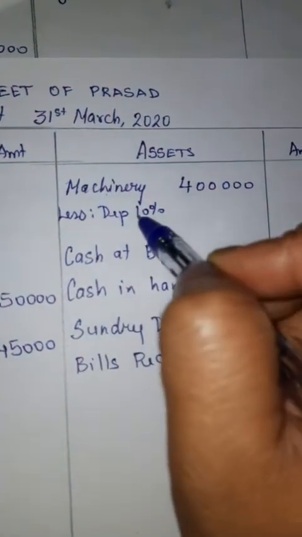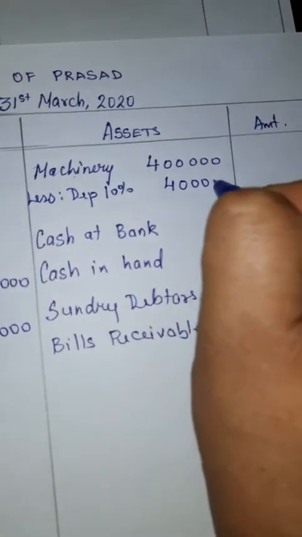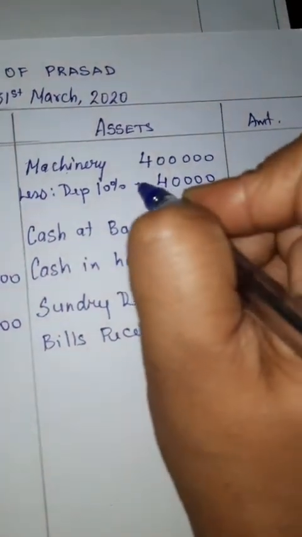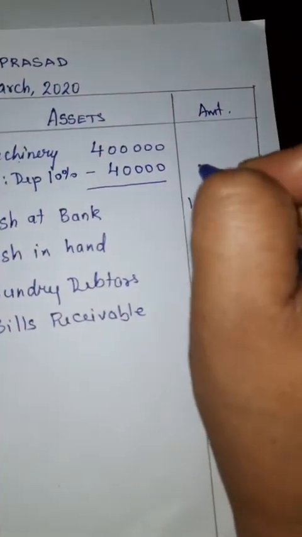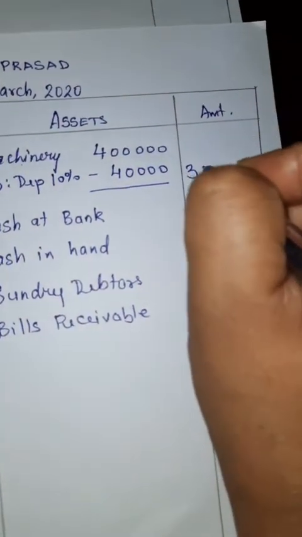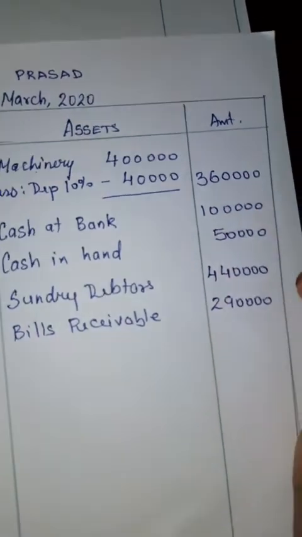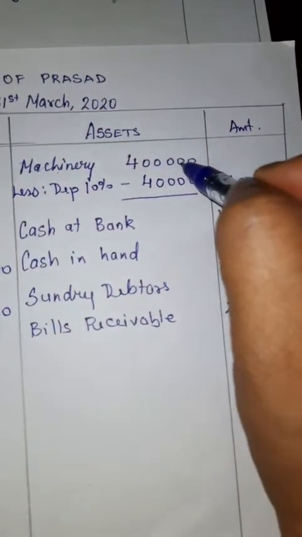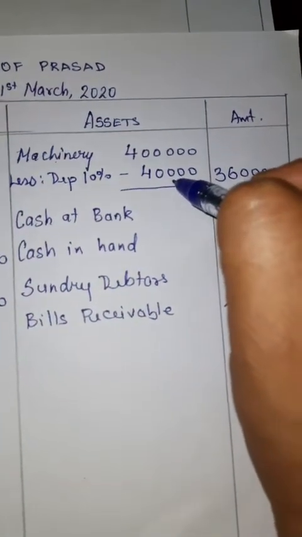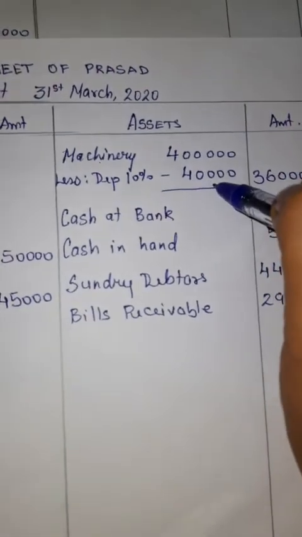So 4 lakh into 10% means 40,000 is the amount of depreciation you have to charge on this machinery. The outer amount, the calculated amount, is 3,60,000. 3,60,000 is the value of machinery after charging the depreciation of 10%. So this was the first effect.